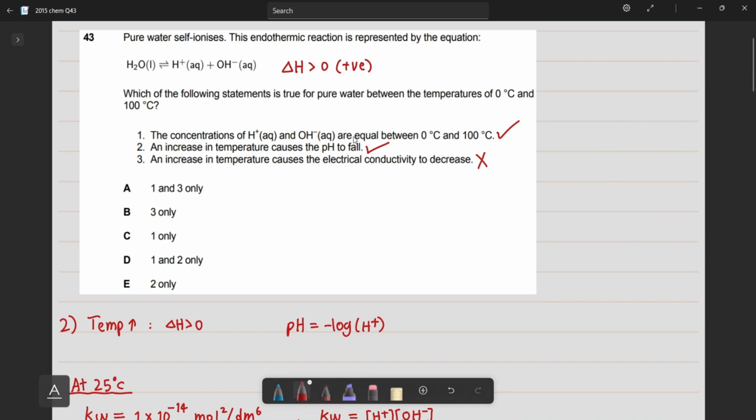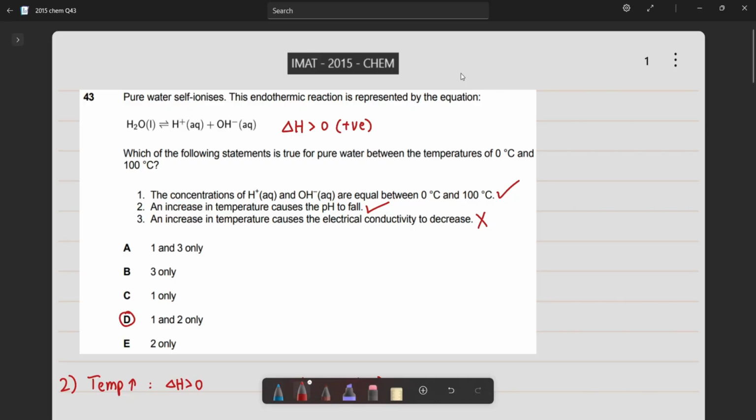So these two are the only correct options and the third one is wrong. Hence the only correct option is option D, 1 and 2. That's how we solve this question.